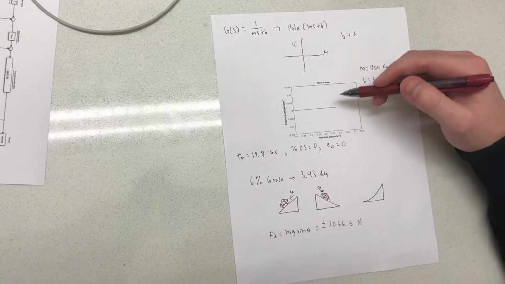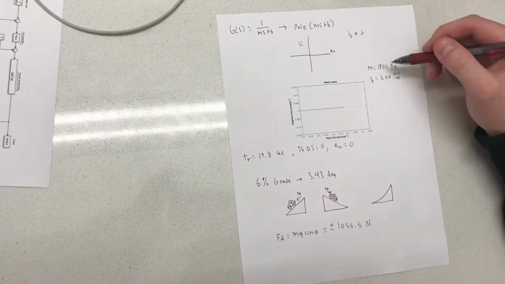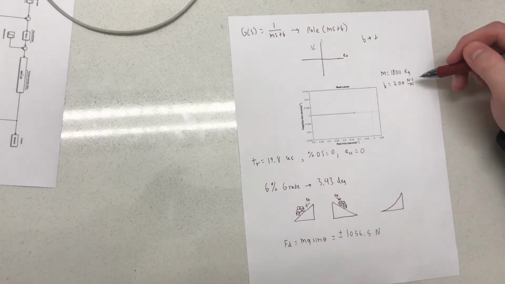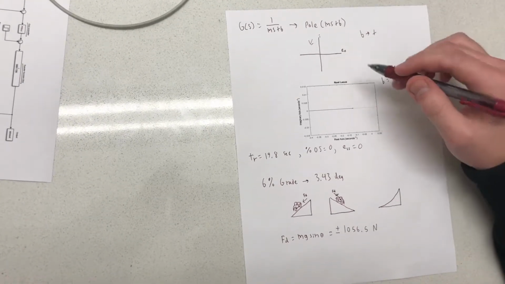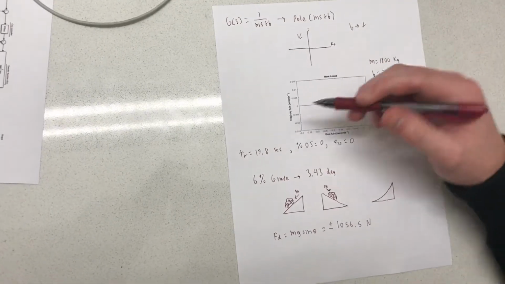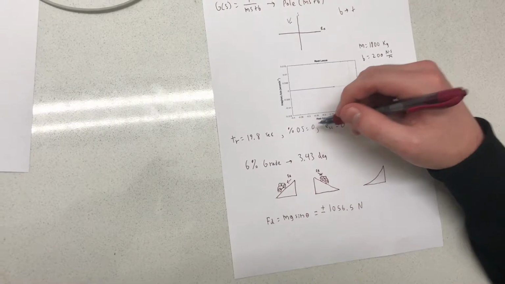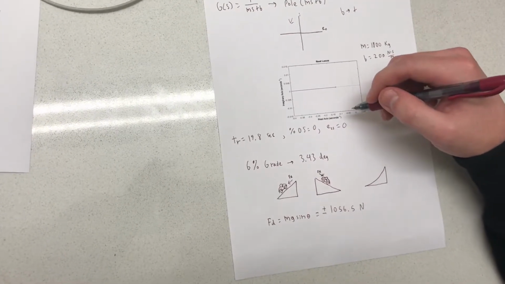This is also represented by this root locus plot, which is done with, as before, a mass of 1,800 kilograms and a damping value of 200 newton seconds per meter. Now, with this initial plant, some of the metrics that we're seeing are a rise time of 19.8 seconds, a percent overshoot of 0%, and 0 steady state error.